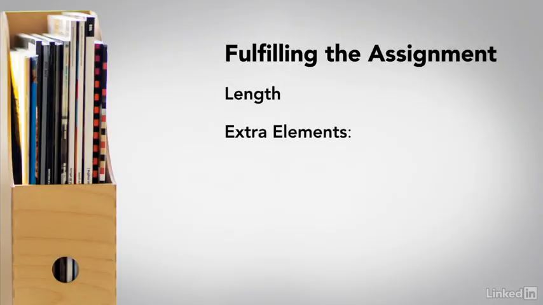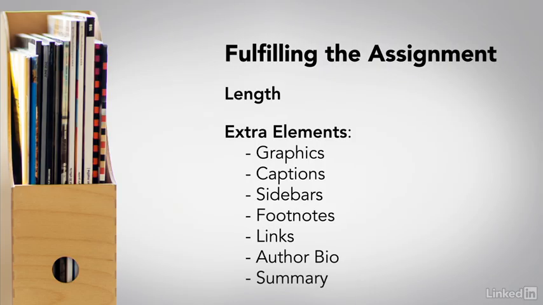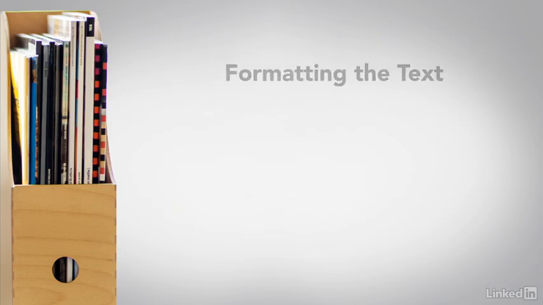Are you supposed to turn in anything besides the main text? Editors might ask for graphics, captions, sidebar texts, footnotes, links for further reading, an author bio, or even a brief summary of the article. Did the contract say what program the text should be in? Some publications prefer a Microsoft Word document, while others want text simply pasted into the body of an email.